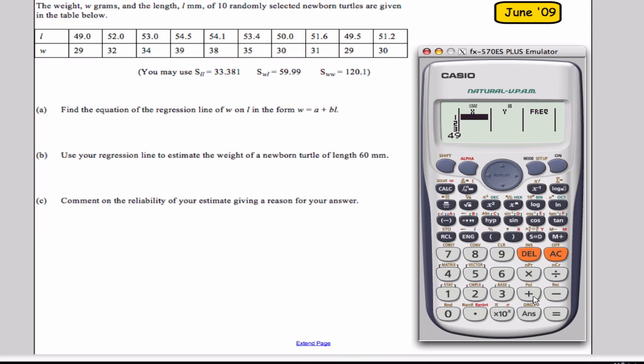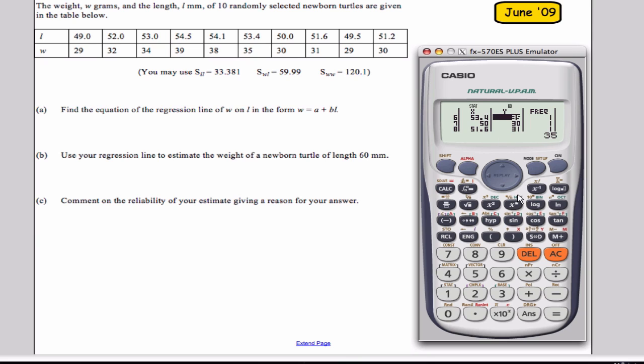49, 52, 53, 54.5, and I'm going to continue on entering these values now. So I'm just going to pause the video just to save a wee bit of time.